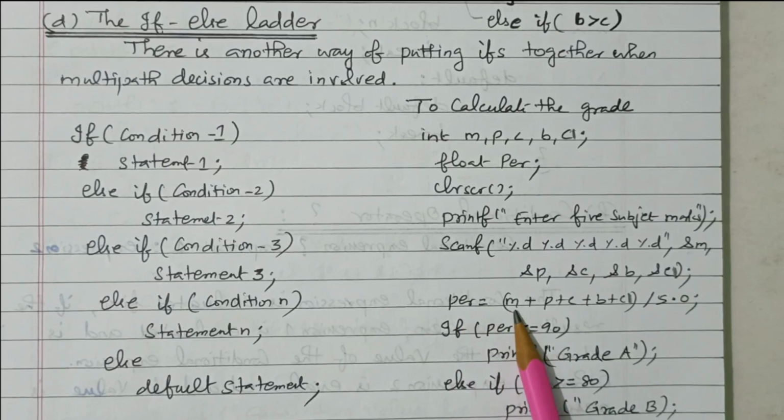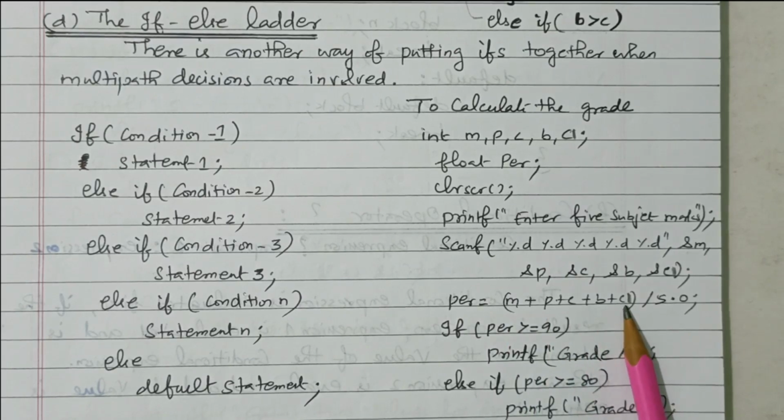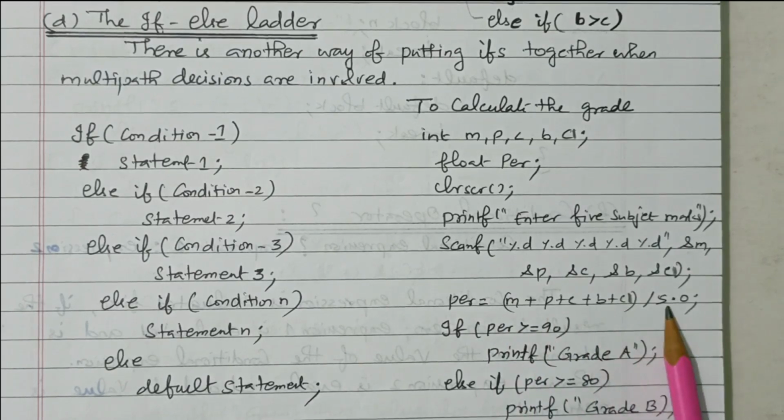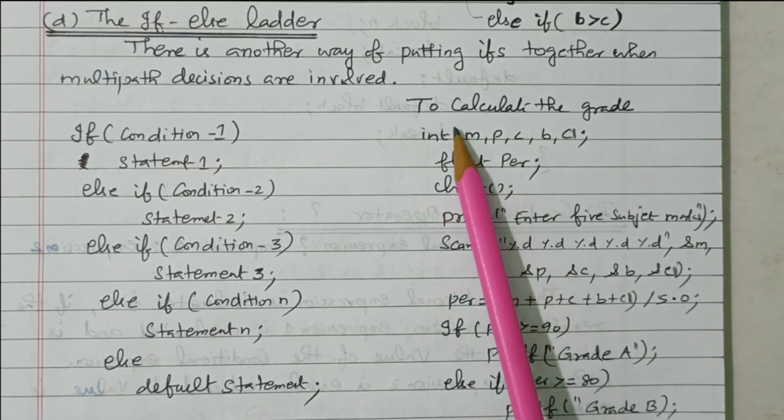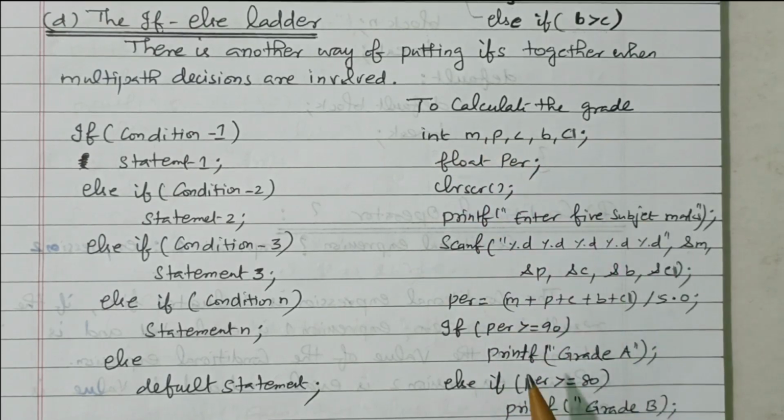Percentage is nothing but we have to add all the marks and divide by 5 because there are 5 subjects available: maths plus physics plus chemistry plus biology plus computer science. After adding, it is divided by 5, right? Now we got the value of percentage. Based on the percentage, we can decide the grade. Our aim is to calculate the grade of the student, right?